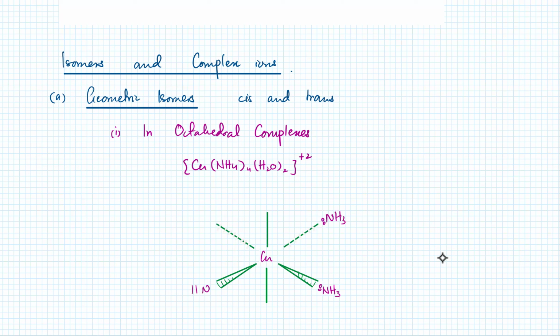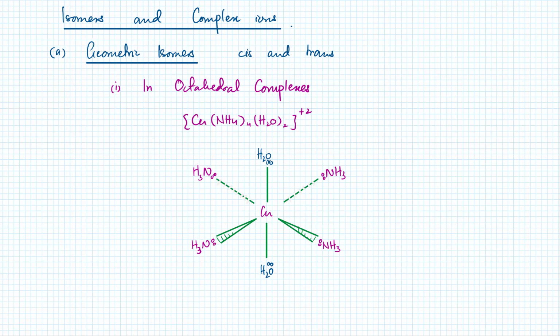So here are your four NH3s with their lone pairs. There's another NH3 with its. And there are going to be two water molecules attached to it. So in the remaining two spots, you've got two water molecules. So that's your copper with the, so that's the complex.